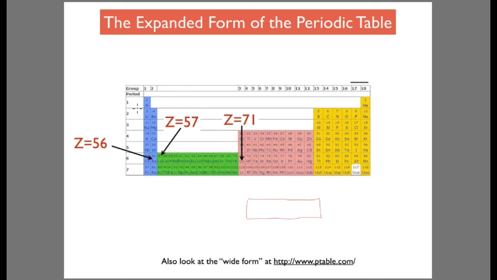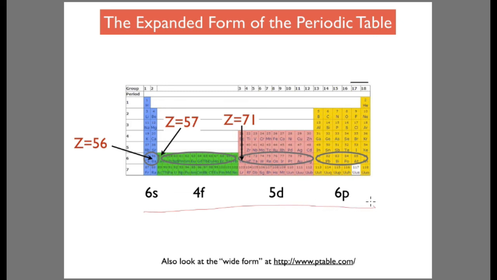In this expanded form, we can see the order in which electrons would fill these sub-levels. Starting here with the s block, it's 6s. Then it fills 4f, 5d, and 6p. So this is the order of filling.